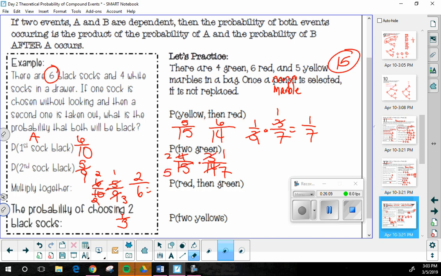All right, so that means 2 times 1 is what? 2. 5 times 7 is?